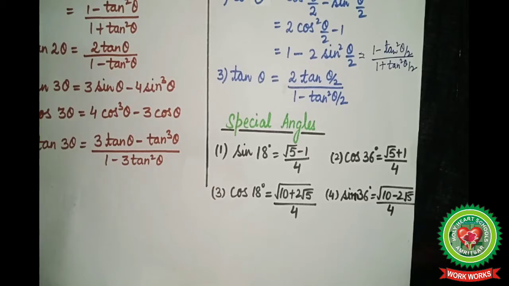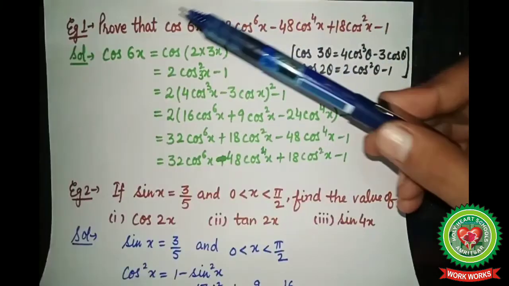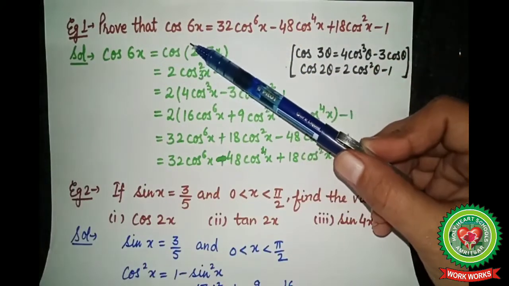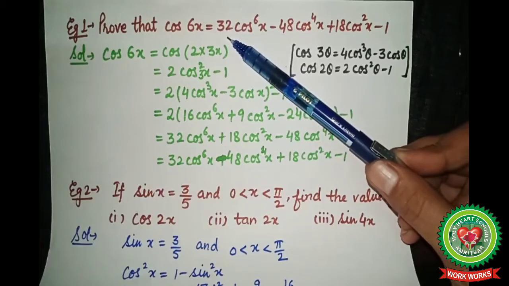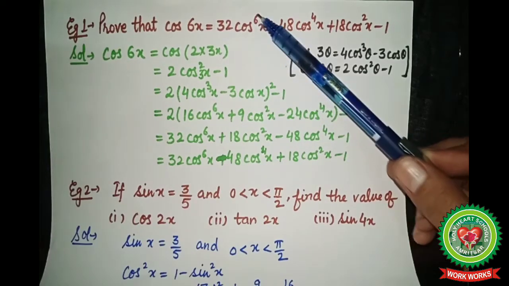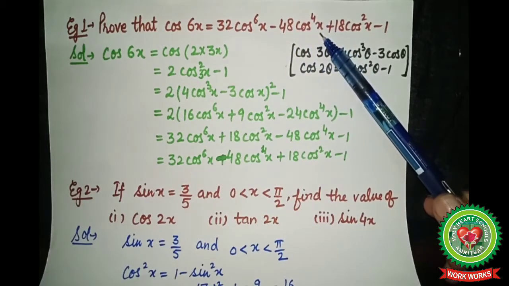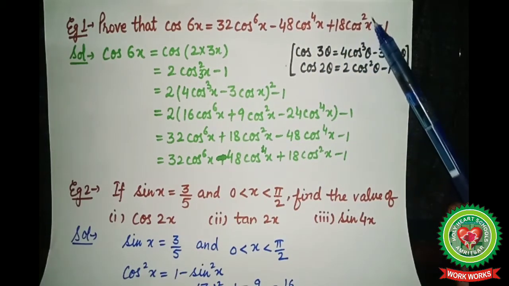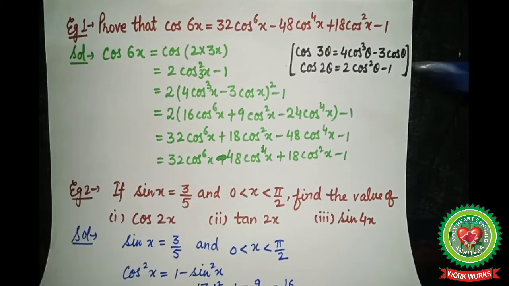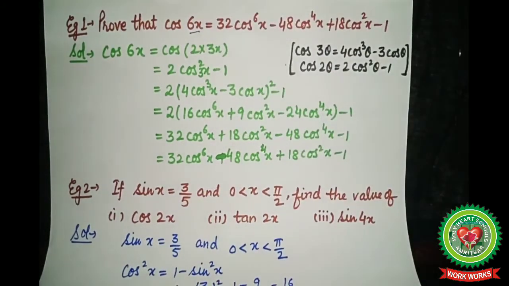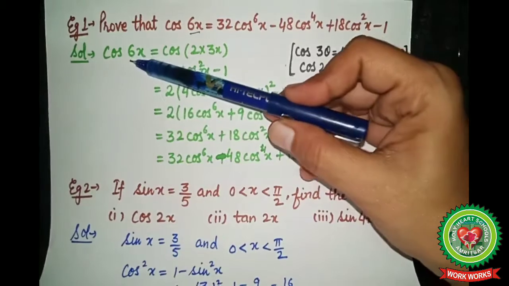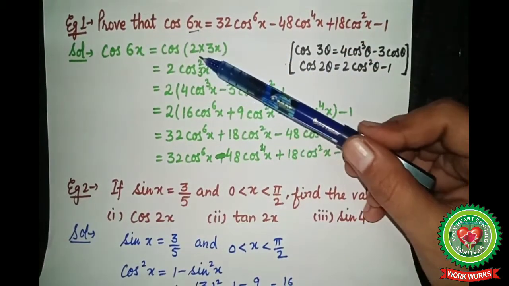Now let's do some examples based on these formulas. First example is prove that cos 6x is equal to 32 cos raised to power 6 x minus 48 into cos raised to power 4 x plus 18 cos square x minus 1. Now here angle is 6x and we are having a formula for 2x and 3x, double and triple angle. So cos 6x can be written as 2 into 3x.